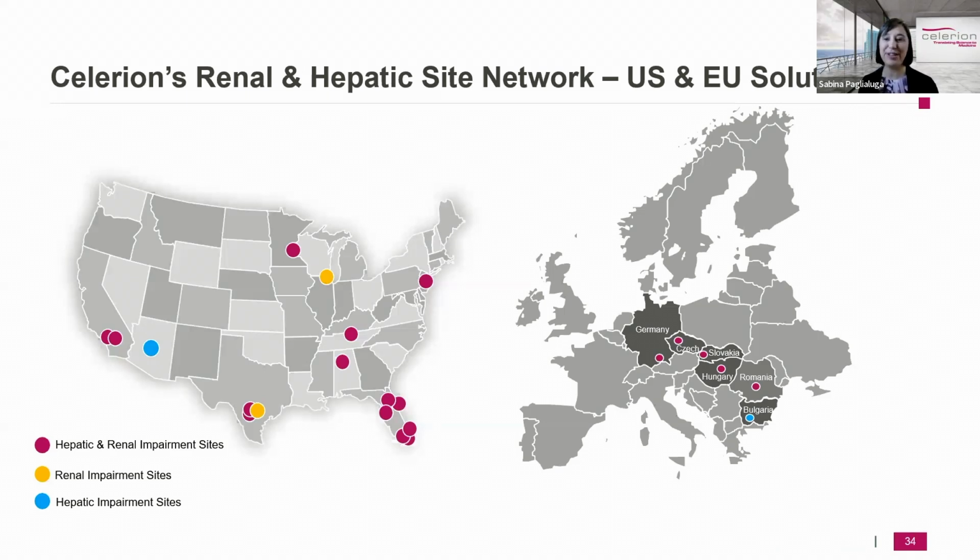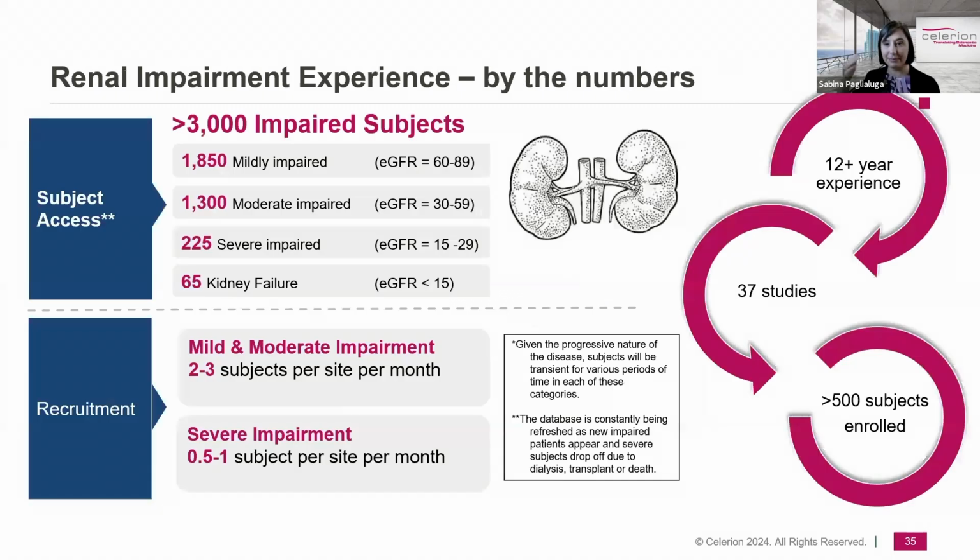In terms of specialized sites, Celerion has a robust site network across the US and Europe to run both renal and hepatic impairment PK studies. And across all of our site networks, we have access to more than 3,000 participants and have managed more than 37 studies.